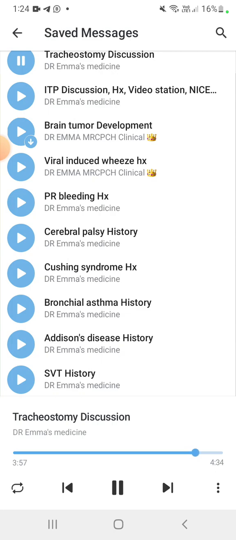What do you mean by decannulation? We mean removing the tracheostomy tube when the primary condition is resolved, and bronchoscopy is needed to assess the airway. So decannulation means removing the tracheostomy tube when the primary condition is resolved and bronchoscopy is needed to assess the airway.